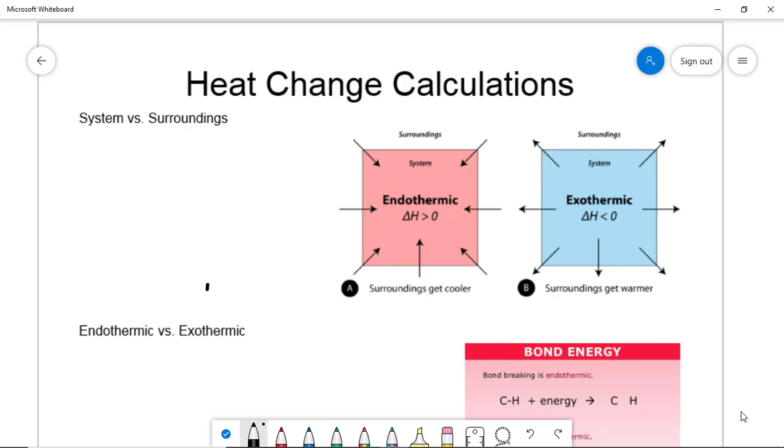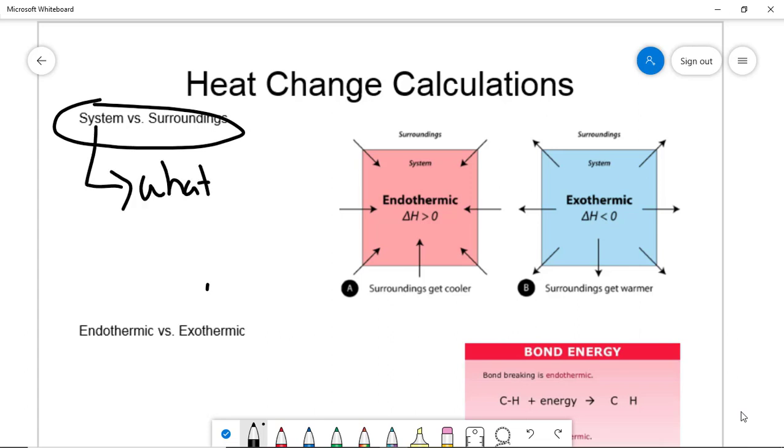The first thing to keep in mind before we start is to understand the difference between system and surroundings, because when we talk about thermodynamics, we are talking about the transfer of heat from one thing to another. Well, how do we define that one thing to another? Because energy transfers in so many different ways. So we have to be able to define what we're looking at versus what we're not looking at. The system is what we're looking at, and your surroundings is basically everything else.